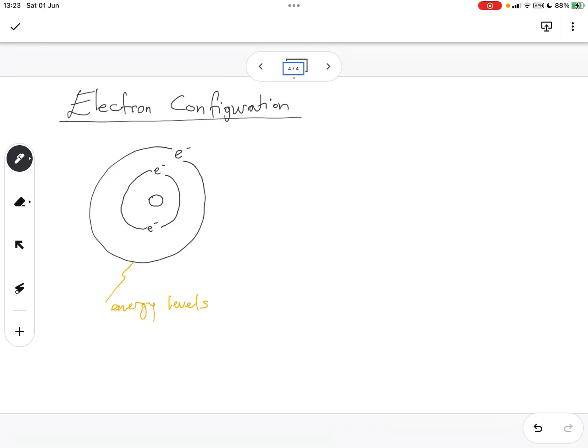The closest to the nucleus will have the lowest energy, but the further away from the nucleus, you'll have higher energy. And what that means is, it's a lot easier for the sun to have a stronger gravitational pull on Mercury than it is for the sun to have a stronger gravitational pull on Pluto. So likewise, we can think of the energy levels as follows. The energy level is lowest near the nucleus, but the further away the energy level is from the nucleus, the higher the energy.